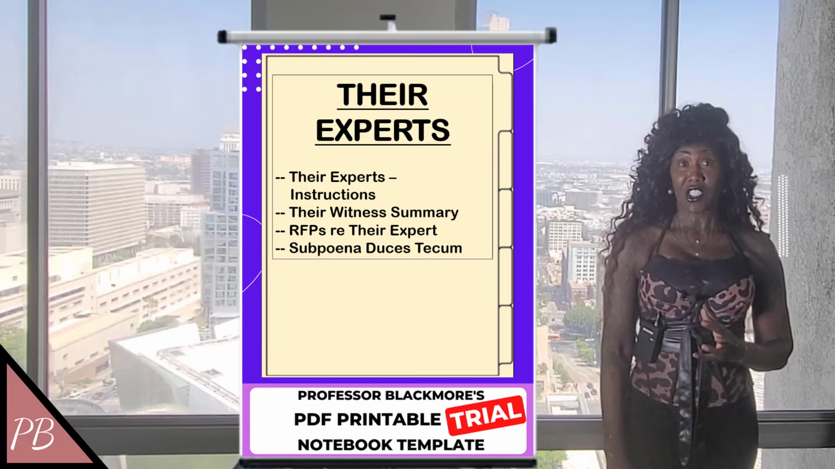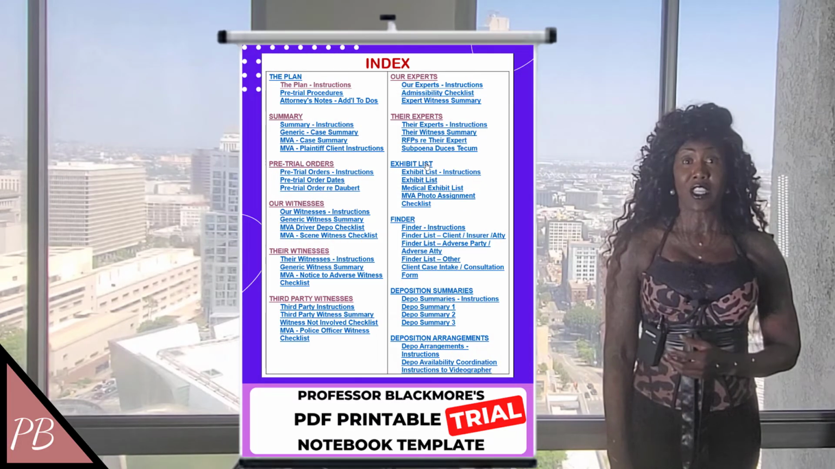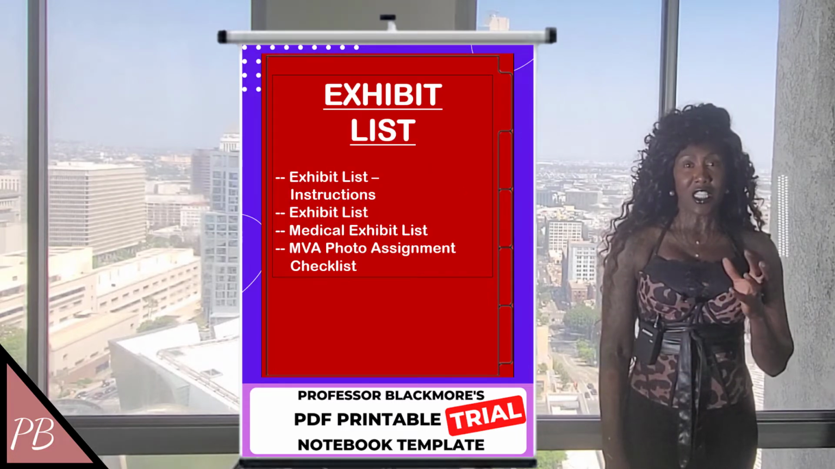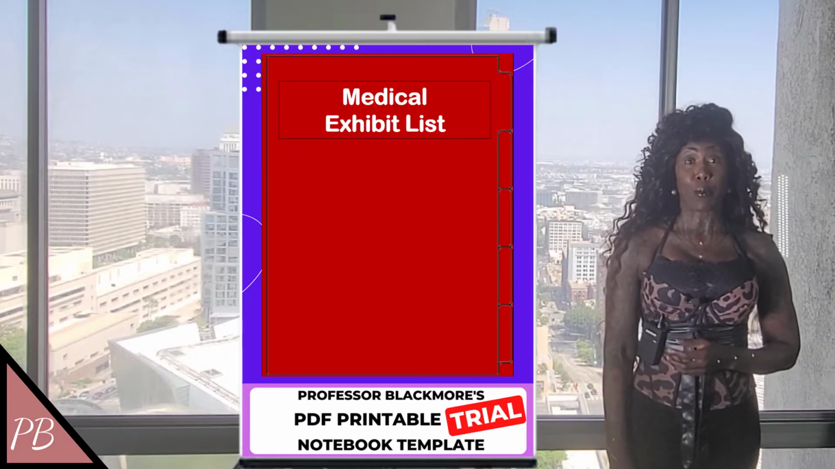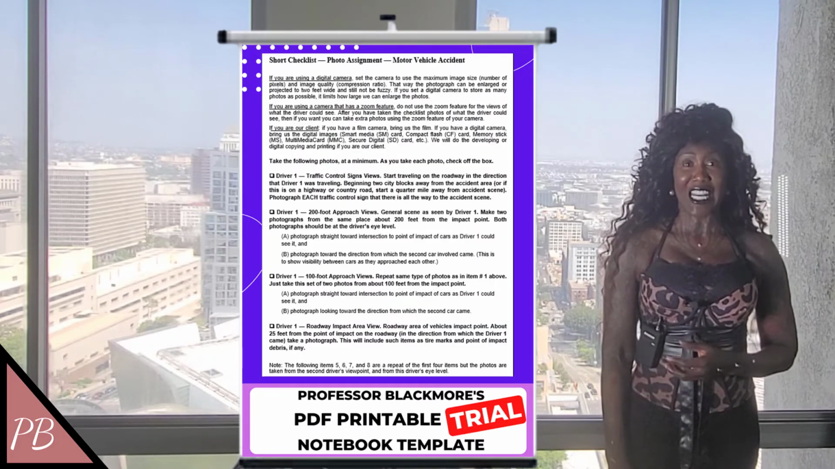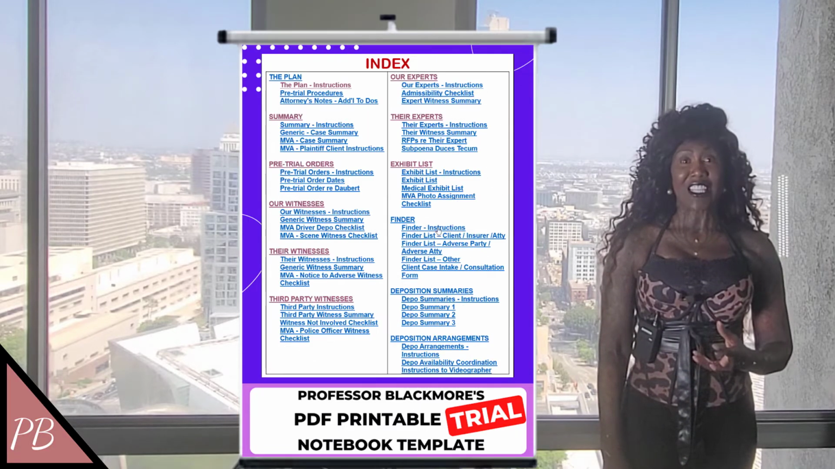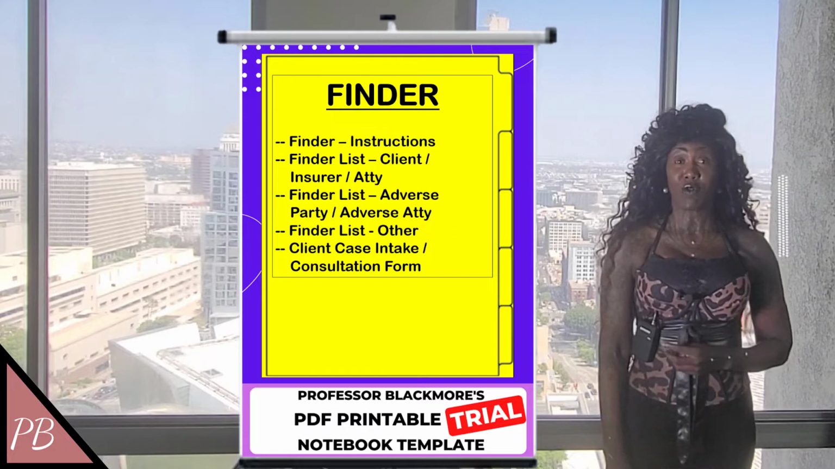Now, the next section is the Exhibit List section, and here are some of the things you'll find in this section. And as you can see, this section provides a checklist with tips for obtaining the proper scene or site inspection photographs. Now, the next section is the Finder section, and here are some of the things you'll find in the Finder section.